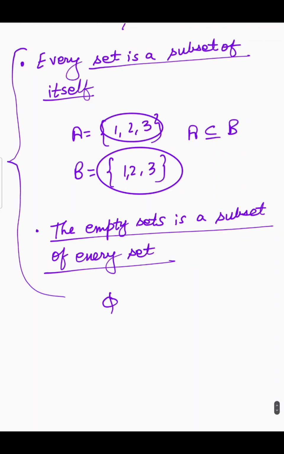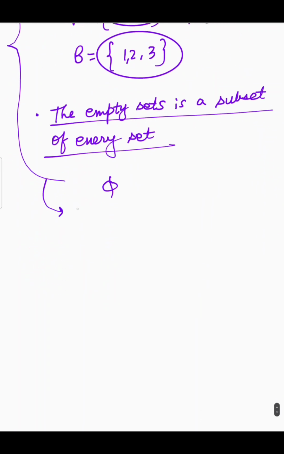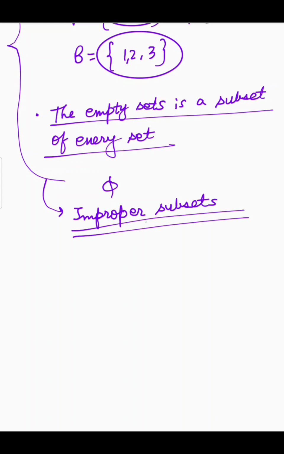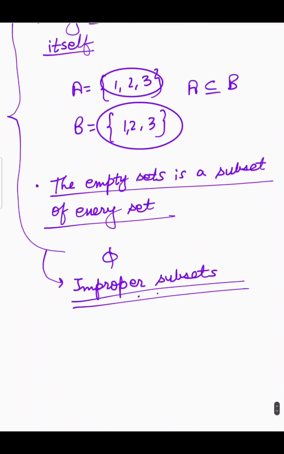These two are called improper subsets. इन दोनों को क्या कहा जाता है? Improper subset.